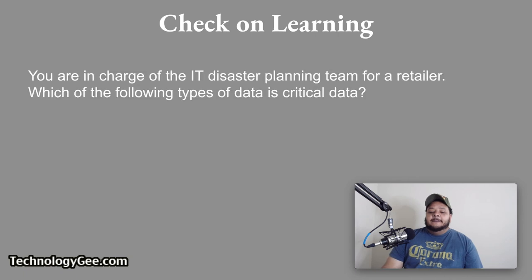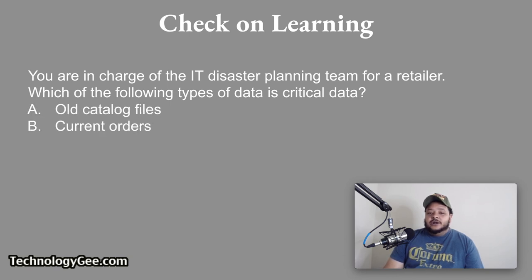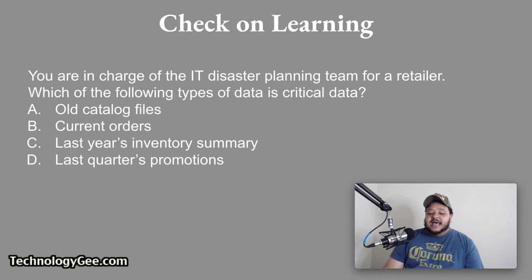Next question. You are in charge of the IT disaster planning team for a retailer. Which of the following types of data is critical data? Would it be old catalog files? Would it be current orders? Would it be last year's inventory summary? Or would it be last quarter's promotion?